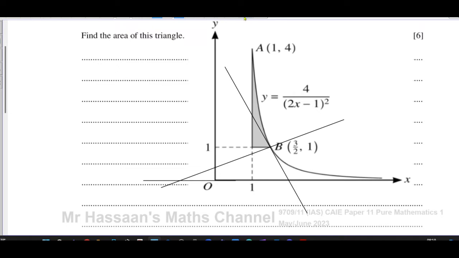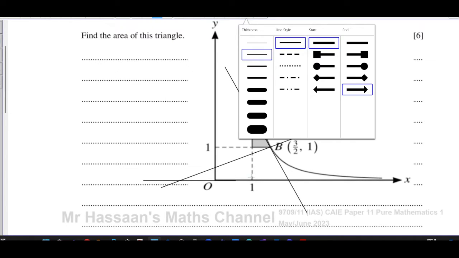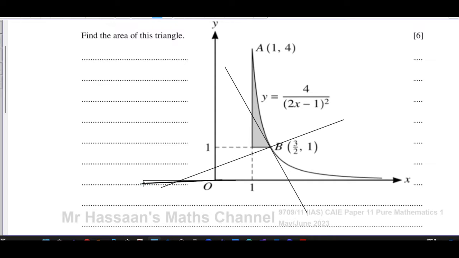Let me make this a bit thicker so we can see it. We've got to find the area that's enclosed between these points, the area of this triangle between the tangent, the normal and the x-axis. That's what we have to find, this area over here. To find the area, we need to know what these 2 points are. To find those, we need the equation of the tangent and the equation of the normal to the curve at B.